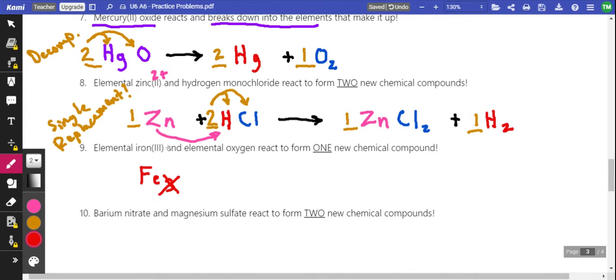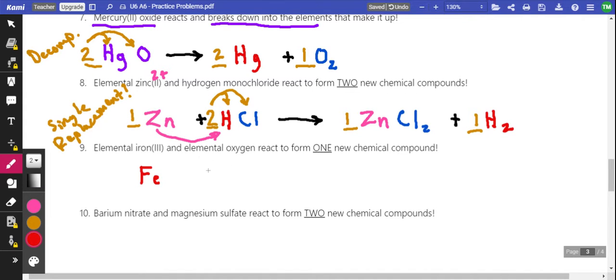This 3, this Roman numeral 3, means I'm going to have a positive charge when it's together in a compound. As an element, it doesn't really do anything for me right now, but it will come in handy later. So for now, this is just iron. It's not one of the diatomics. There's not like triatomic iron out there or something.